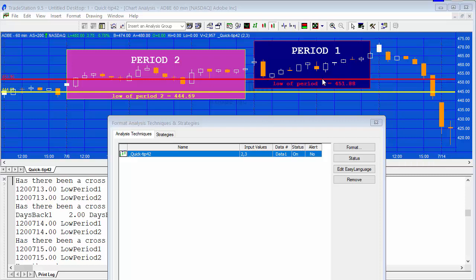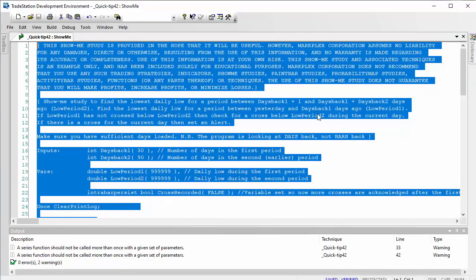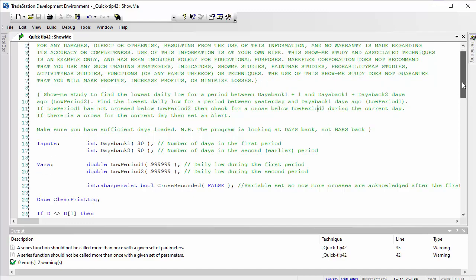So we find out the low of this period, that's drawn red, and the low of period 2, which is drawn yellow. And then the logic of the program is if the red line is not lower than the yellow line, then for the day following period 1, we look to see if the price goes below effectively the low of period 2, in other words this yellow line, and if it does, we print some information and we set up an alert. So I've just created a fairly simple program to do this, which will be available at no cost to Gold Pass members.